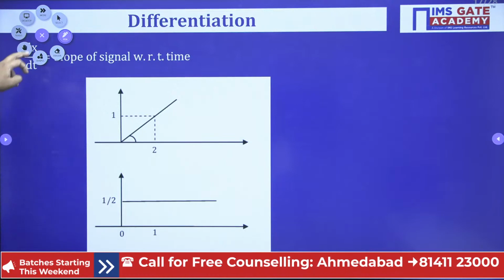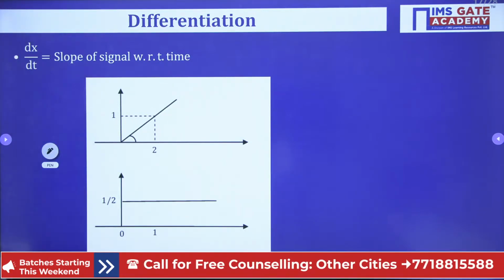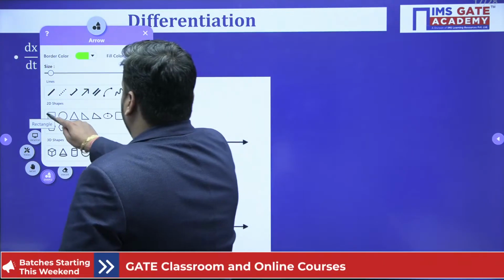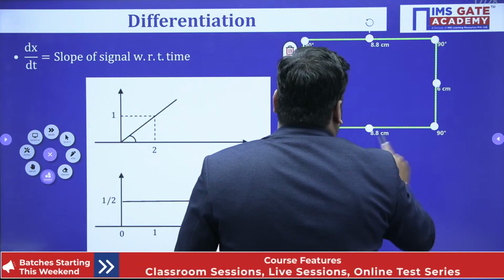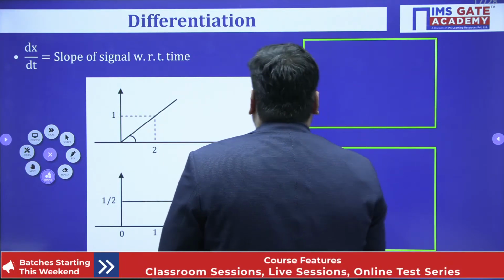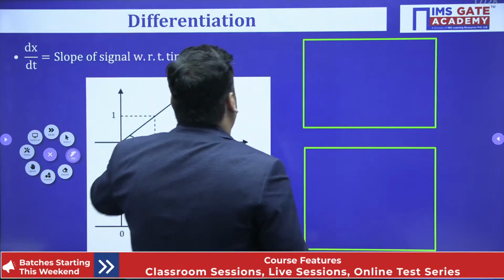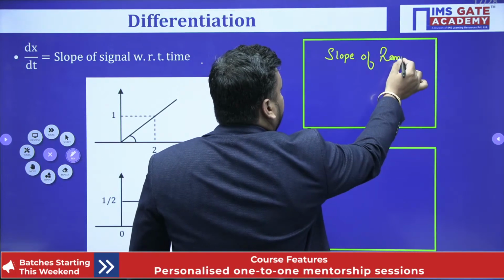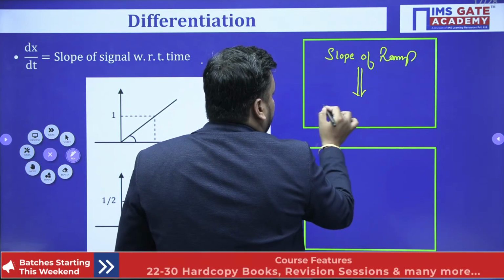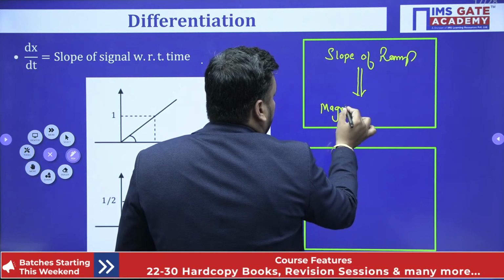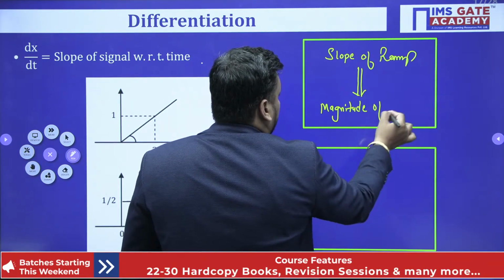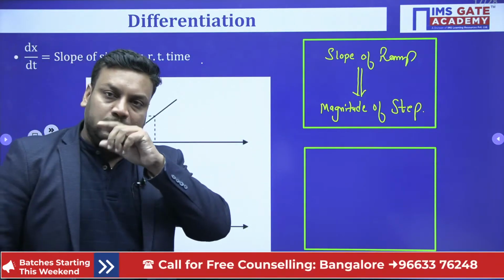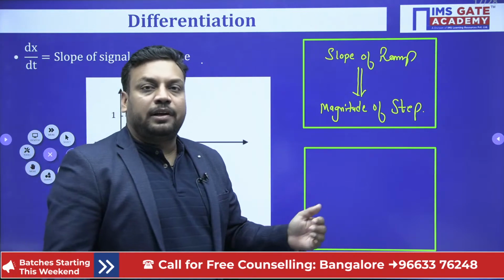Now you should make a heading: differentiation of signal waveform. Here I will make two important notes, just like the integration we have made. What are the two important notes? First, while the process of differentiation, the slope of a ramp is going to be converted into the magnitude of a step. This is the first point we need to remember.